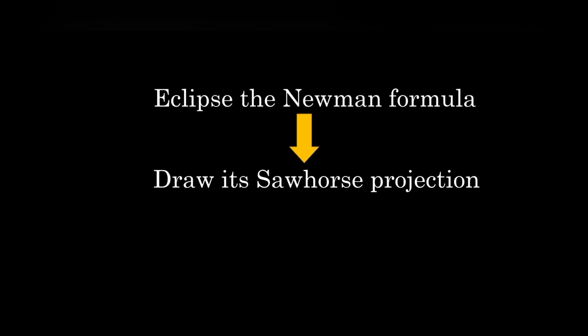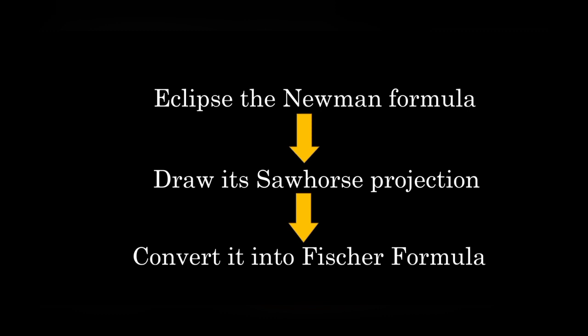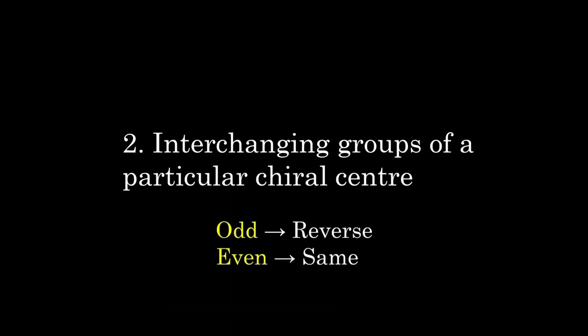Okay, returning back to our problem. There is a popular phrase, Fischer is an eclipsed Newman. So, we are going to first eclipse the Newman projection formula, then we are going to draw its corresponding sawhorse projection, and finally we will convert this into Fischer projection formula. One more concept is that whenever we interchange the groups of a particular chiral center an odd number of times, its chirality reverses. However, if we interchange the groups of a particular chiral center an even number of times, its chirality remains the same.